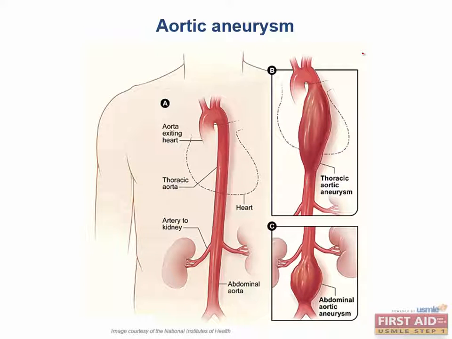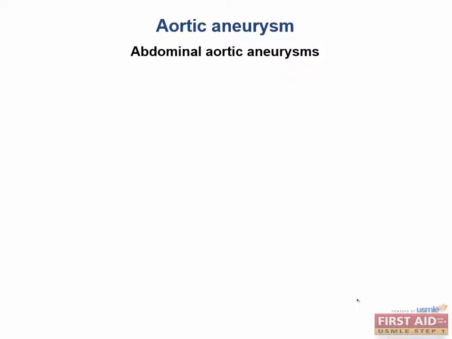So there are two types of aortic aneurysms. We can have thoracic and we can have an abdominal aortic aneurysm. They have different epidemiological facts and associations that you have to know. We're going to discuss these in depth.